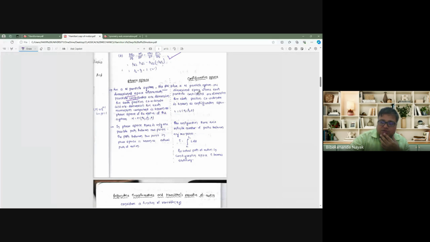But in configuration space, which we already did in the Lagrange formulation, this is a 3n dimensional space. Here there are only position coordinates. Since energy is kinetic energy p square by 2m, if you know the q and p, we know the exact path of motion. So in phase space, the path is the exact path of motion, and only one path is possible between two points. But in configuration space, there are a number of paths, and for the exact path they obey Hamilton's principle. These are the differences.